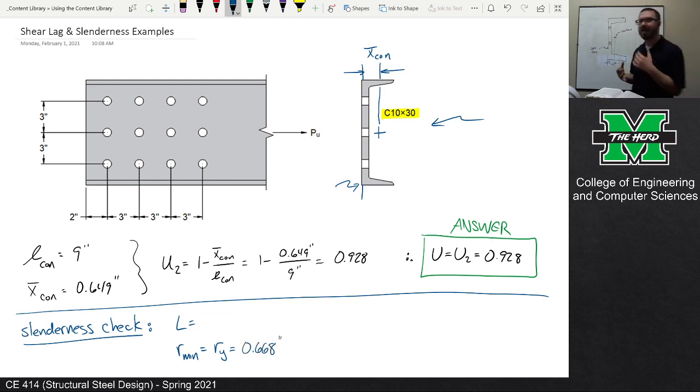Okay. Now, in the problem description, this member is 15 feet long. Now, if I take L over R and I take 15 and divide it by this, that's not going to work because 15 is in feet, the R is in inches. So we're going to convert this to inches by multiplying by 12. And so what is L over R?